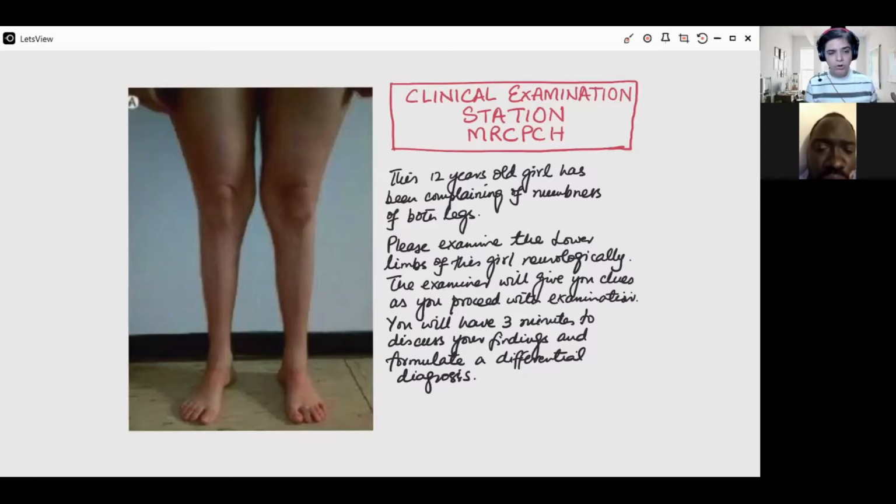Or if you are not sure, I would also like to look for the arches. And here the examiner would give the clue that this child has got pes cavus as well, has got high arches. And then when you get high arches and lower leg issues, then you are obviously thinking of peroneal muscular atrophy, or maybe diseases in which the lower limb muscles might be atrophied.